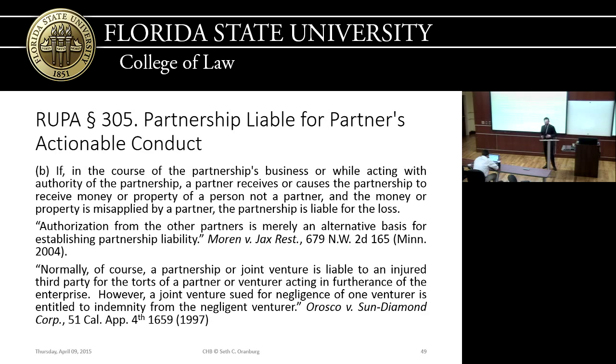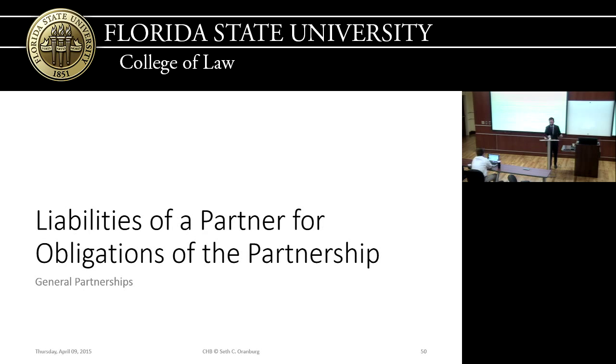Section 305 imposes strict liability on a partnership for misappropriation of money or property received by a partner in the course of a partnership business. So if a partner goes out and, let's say, is supposed to enter into an insurance contract with you, and instead of actually using that money, puts it in their pocket, the partnership would be strictly liable for that offense.